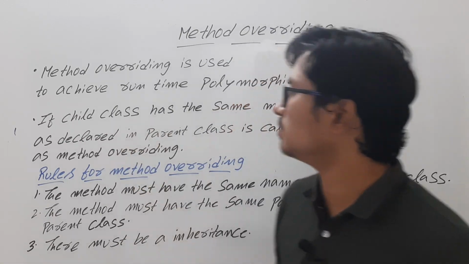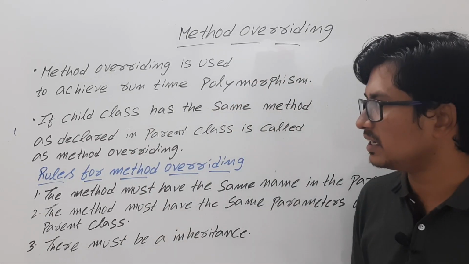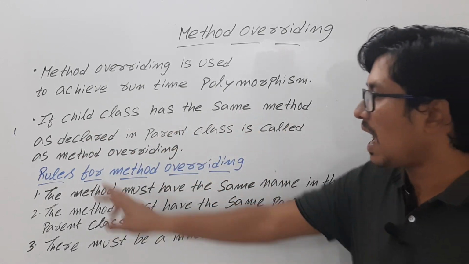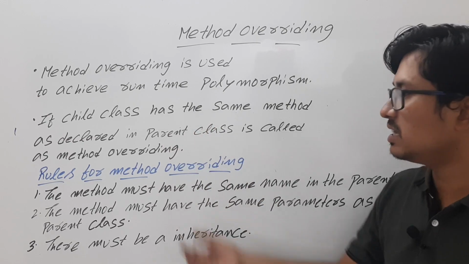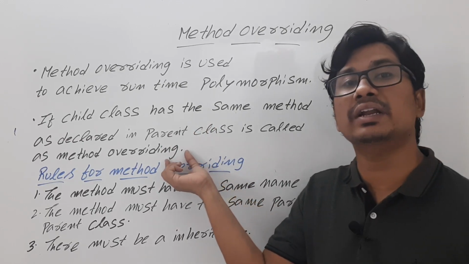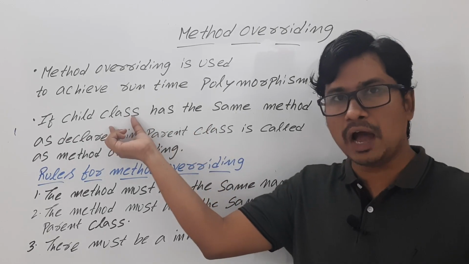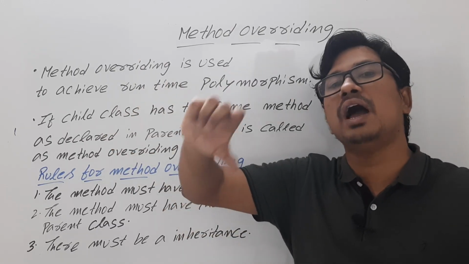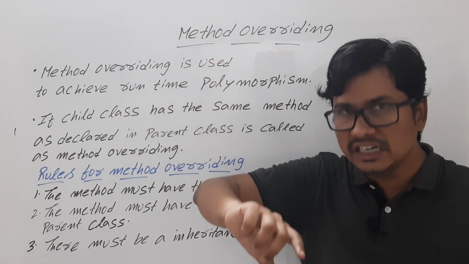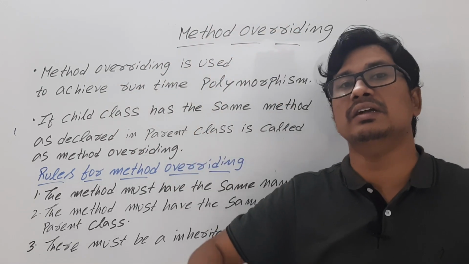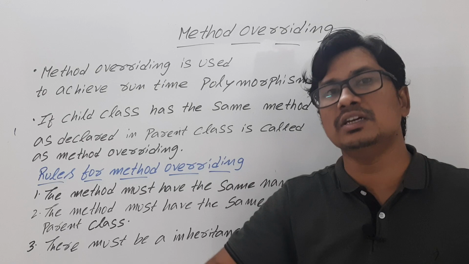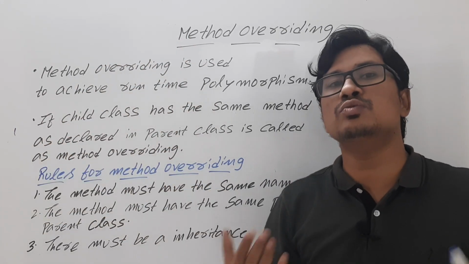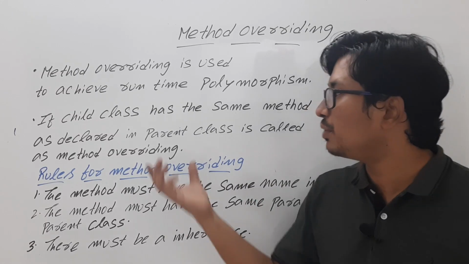Now, what is meant by method overriding? If a child class has the same method as declared in the parent class, it is called method overriding. So you have one parent class and you have a child class. In the parent class you have one method. In the child class also you have the same method. Then the child class method will be overriding the parent class method. So this is what we call method overriding.